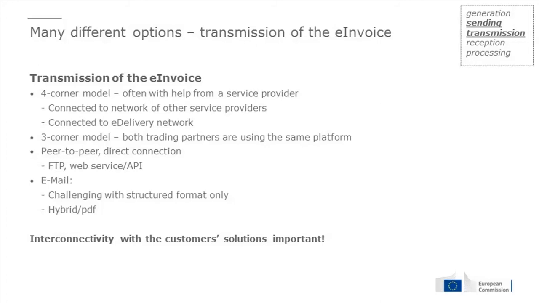The three-corner model is when the buyer and the seller are using the same platform. Often they are required then to use the same platform. So that is another alternative. Sometimes in some countries there is a central hub that is mandatory to use. This can be considered to be a three-corner model. There are also combinations of these. Peer-to-peer is where you have direct connection between the buyer and seller.